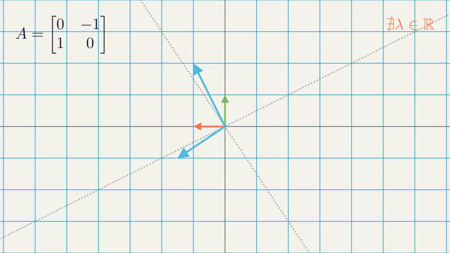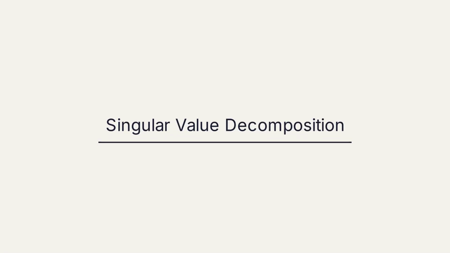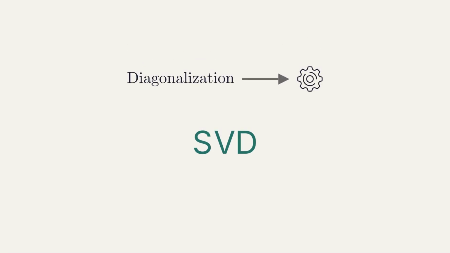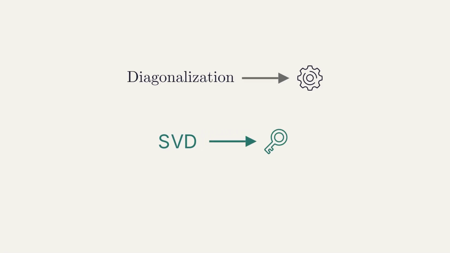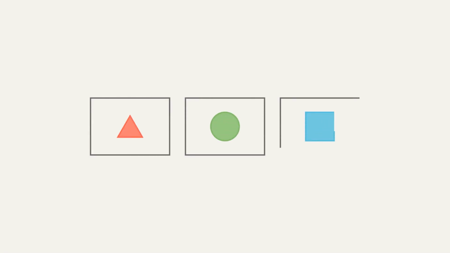This leaves us with a nagging question. Is there a way to find a useful diagonal matrix of any linear transformation? Yes, there is. This is where singular value decomposition, or SVD, enters the stage. If diagonalization is a specialized tool for a specific class of problems, SVD is the master key. It allows us to take any transformation and break it down into identifiable steps.